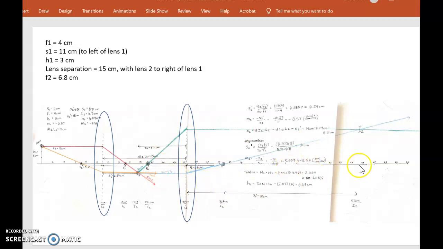And it's going to land at, I guess, 57 centimeters, or at least 31 centimeters away from lens 2 to the right.